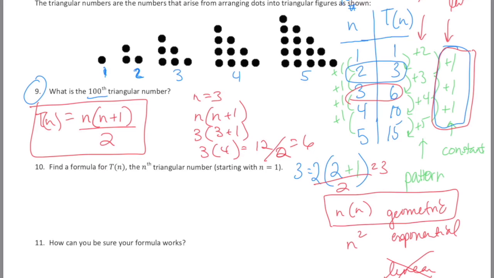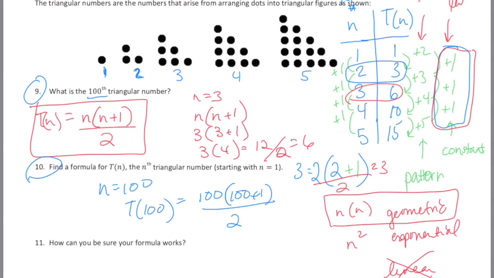So let's look at number 10 that we actually answered our problem, and we didn't actually answer number 9, which was the 100th triangular number. So if n equals 100, we just plug it in. It would be t of 100. So it's 100 times 100 plus 1 divided by 2. 100 plus 1 is going to be 101. So 100 times 101, it's going to be 2.